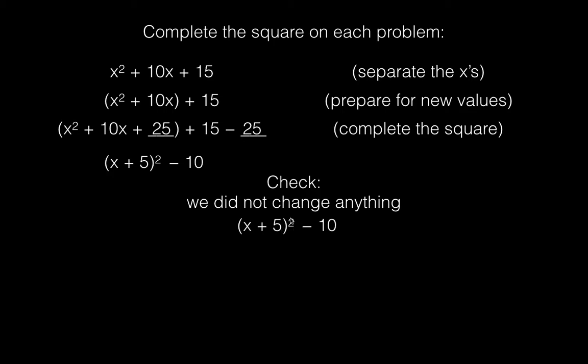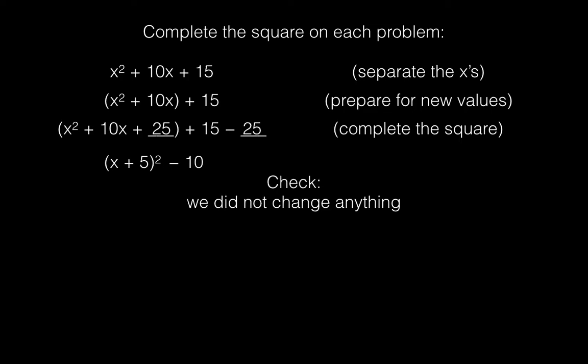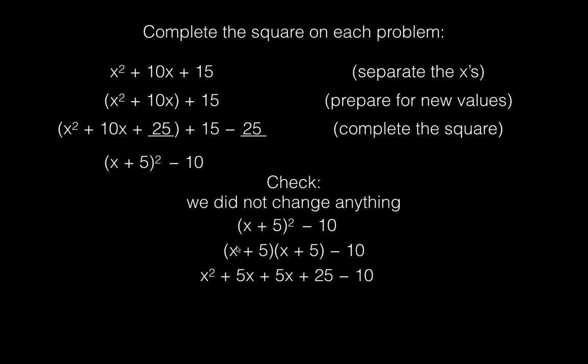Remember that x plus 5 squared means multiplied by itself, so we're going to do x plus 5 times x plus 5, right? Then you do x times x, which is x squared, x times 5, which is 5x, 5 times x, which is 5x, 5 times 5, which is 25, and minus 10 comes along for the ride. And when you put your terms together, your x squared stays, 5x and 5x make 10x, positive 25, negative 10 make plus 15, and if you look at it, it is the same exact thing.